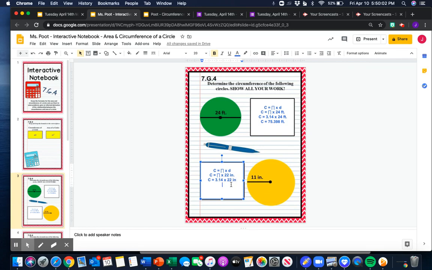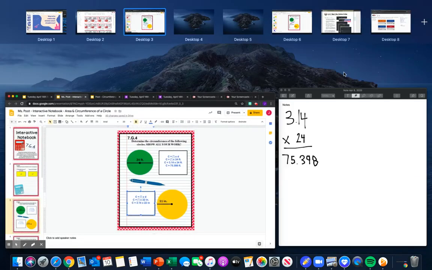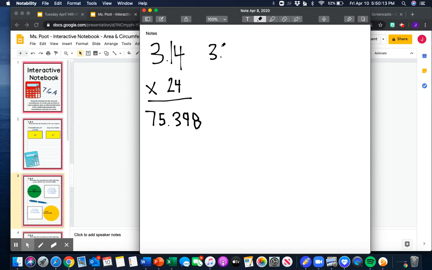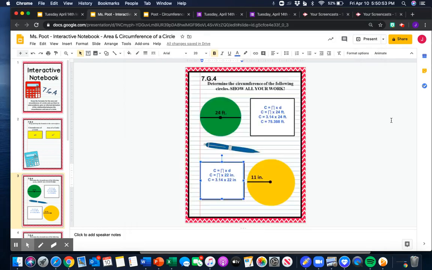So now I have to grab my pencil and my scratch paper, and I'm going to have to solve for this problem, okay? So let's go ahead and go back. Here's my scratch paper. 3.14 times 22 inches. There it is. All right. So remember, boys and girls, I already did my math on the side. So with your pencil, go ahead and solve it now. The answer for 3.14 times 22 is 69.08. So I'm going to write it 69.08. All right, so let's go ahead and write that in our notes.